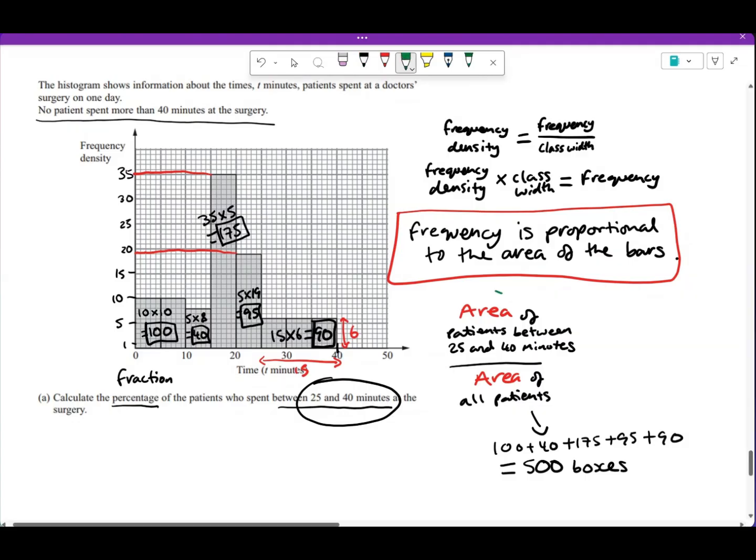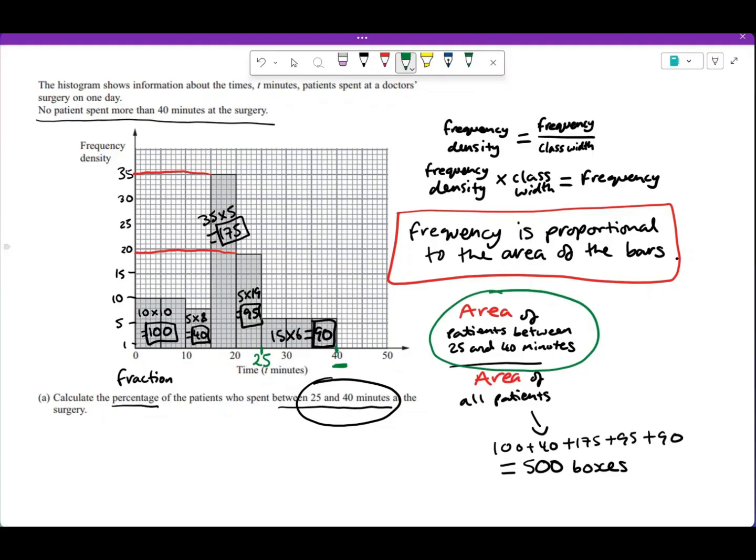Let's sort my numerator. So we need the area of patients between 25 and 40 minutes specifically. Okay, so where is 25 and where is 40? Let's just figure that out. So 40 is over here and 25 is halfway between 20 and 30. Okay, so that's there. So we're considering between those 2 points.